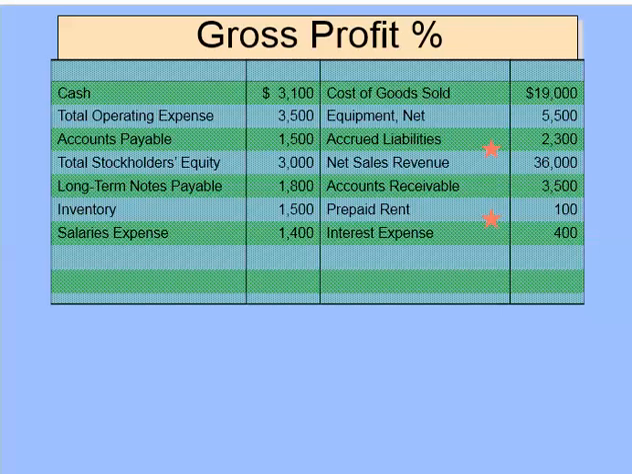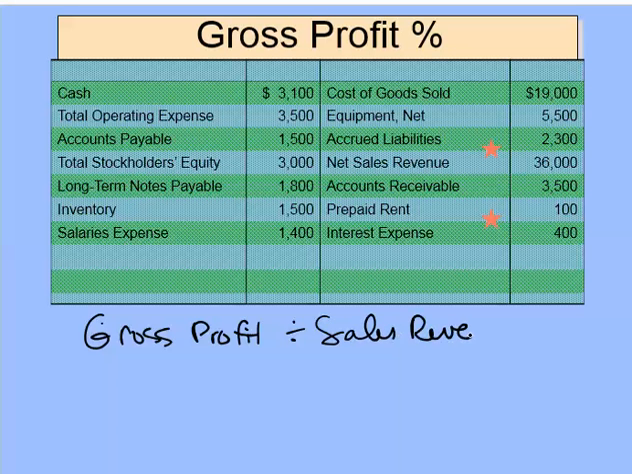Let's look at an example here really quickly. So here's some information for a particular company, and we need to calculate their gross profit percentage. So we know we need to take our gross profit. I'm going to abbreviate there real quickly. I'll write it in for you. Take our gross profit, divide it by our net sales revenue, and that gives us our gross profit percentage.